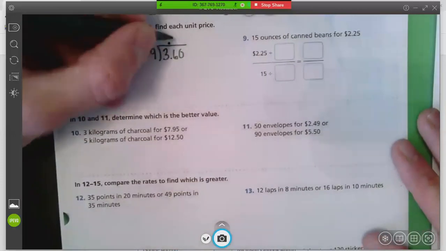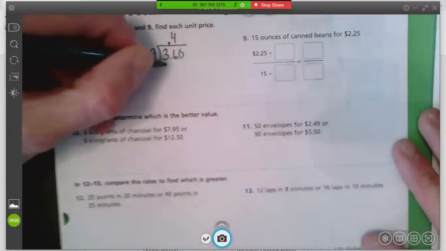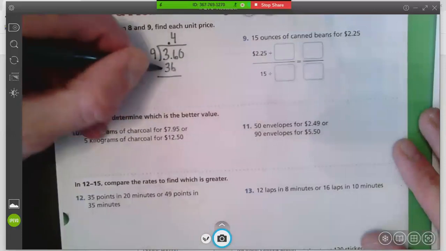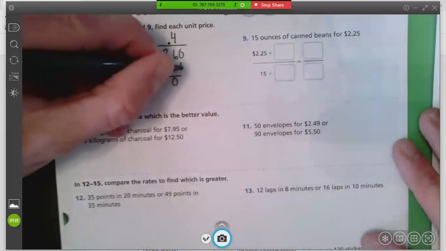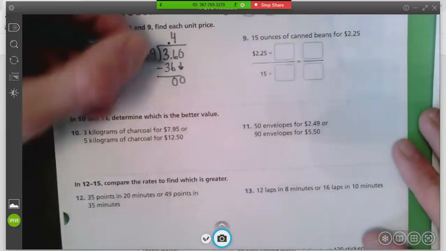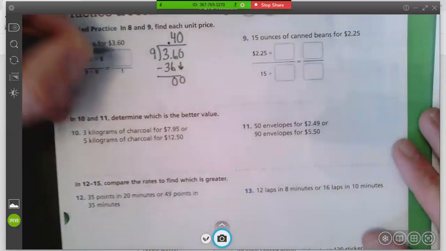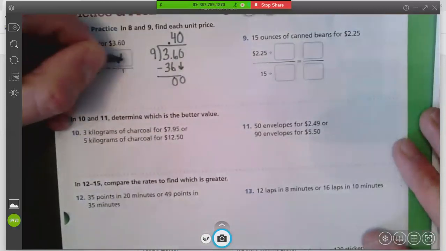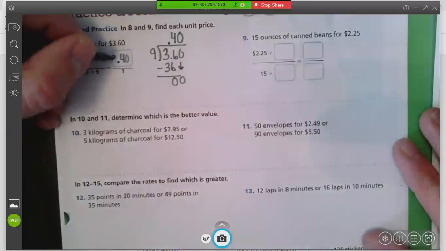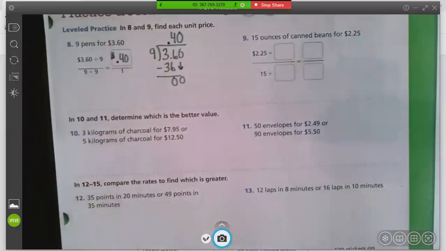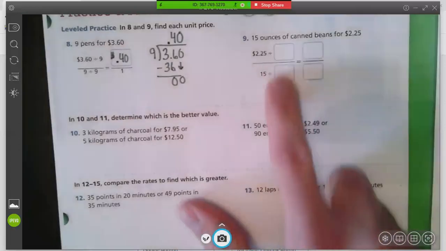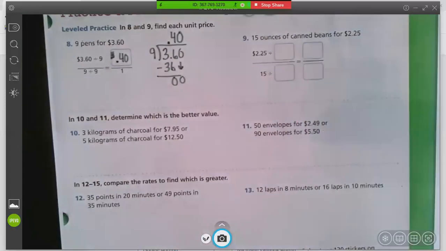How many times does 9 go into 36? I heard somebody say 4, which is 36. Subtract, 0. How many times does 9 go into that? That's 40. So it's 40 cents. All right, so $3.60 for 9 pencils is 40 cents. Okay, excellent.